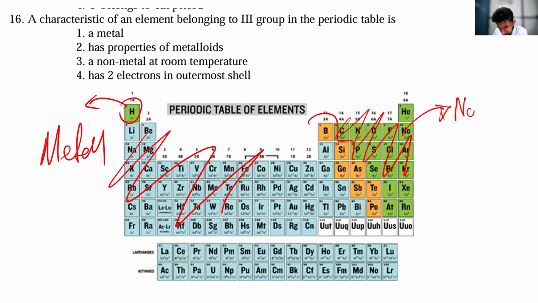Metalloid means they show the character of both the non-metals and the metals. They show the characteristics of metals and non-metals. That is called metalloids, between the metals and the non-metals.